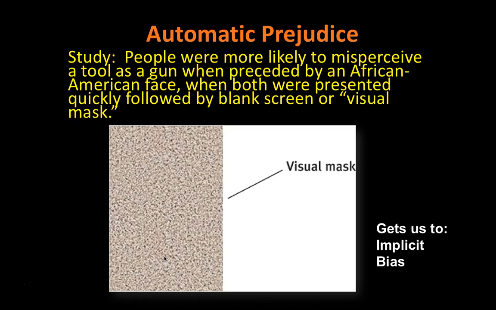So, for example, in this study, there have been many studies like this. People are presented with faces, either white or African American faces, and then presented very quickly with another object that could be a tool, could be a gun. In some cases it was a gun, but in many cases it was a more innocent object such as a tool.